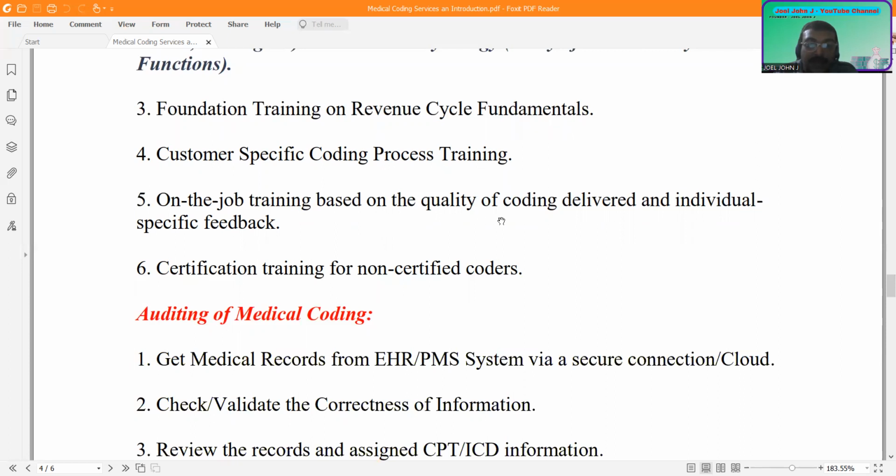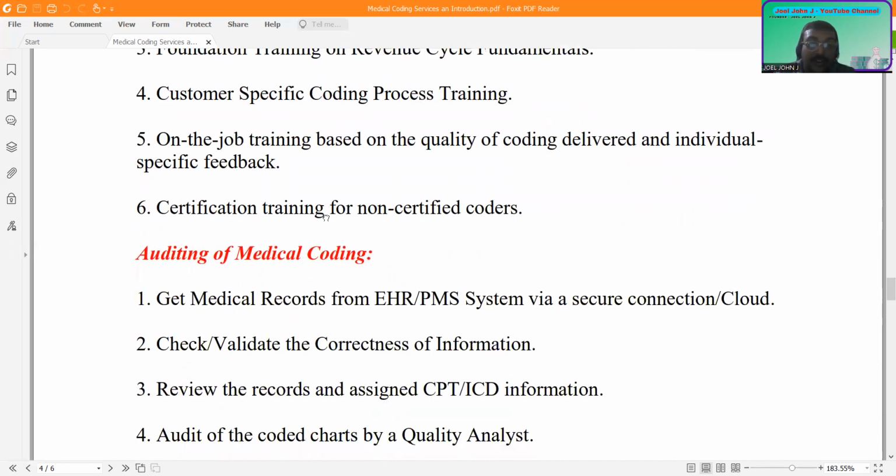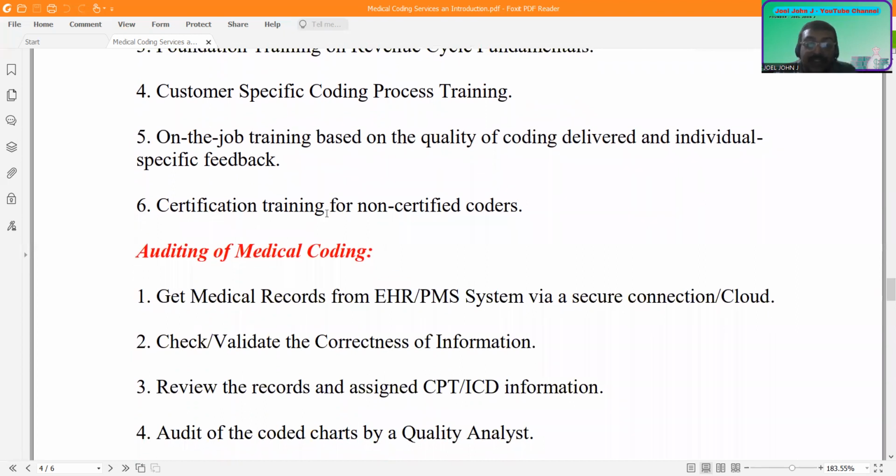On the job training is based on the quality of the coding delivered and individual-specific feedback. So when they find an error, they should also call the individual and check how the error happened. Is it a careless mistake, or what's the reason for the error? If the person does not have enough knowledge, they have to give him retraining, or ask him to specifically go through the notes wherever he is lagging behind. Outside of that, they also have to ask some questions, and if he is completely not at processing level, then they have to give him a complete refresher training.